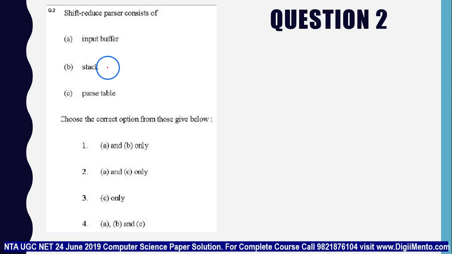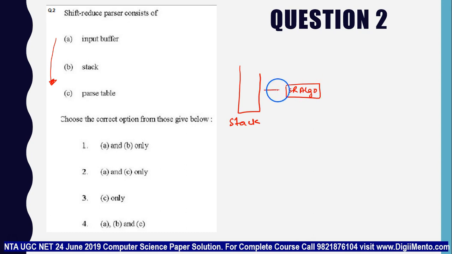Now the next question here is from compiler design subject. It is a very straightforward question. They are asking, in shift reduce parser, which of these things are used? If you remember the structure of shift reduce parser, it is something like this: we have a stack and we have the shift reduce algorithm. Now this shift reduce algorithm uses two things. One is your input, from where you are going to take the string, and it also uses the SR table or shift reduce parsing table.